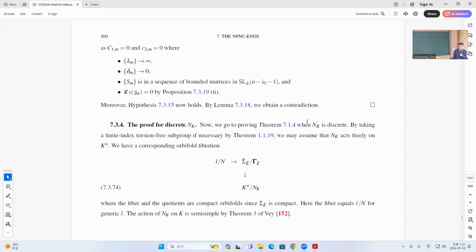So now we go to proving that if N_K is discrete, then we want to prove our main theorem, that these ends are quasi-joint. If you look at this end orbifold, L is a fiber. Let's say N acts on this fiber, and then you have a quotient like this. Of course this is a semi-simple action, because this is a co-compact action of the orbifold.